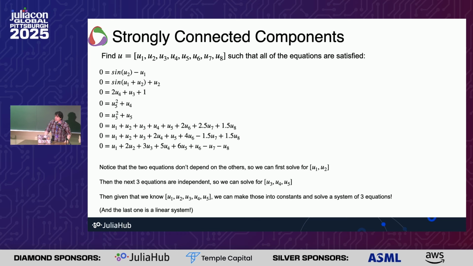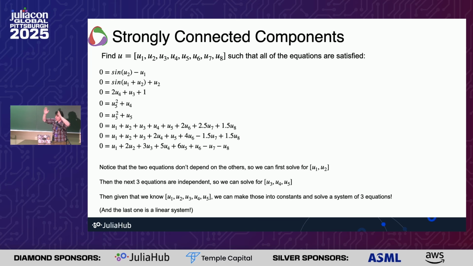But if I was a human and I looked at this problem, I would say, the first 2 equations only use u1 and u2. So let me solve that first. And the next 3 equations only use u3 through u5. So let me solve that first. And then the last one uses all the variables, so I'll solve that using the results of the first ones. But not only that, the last one is linear, so don't call the Newton method, just use a linear solver instead, right?